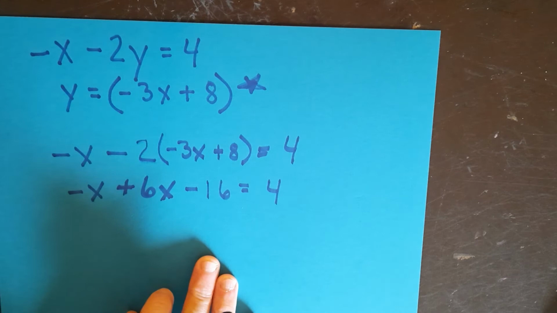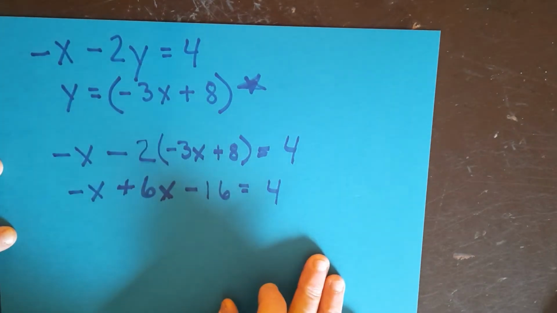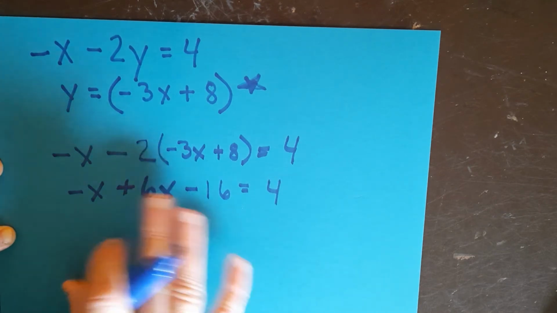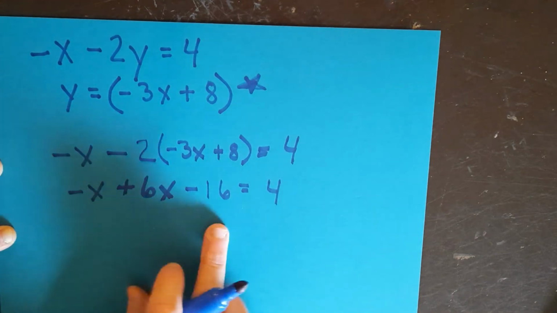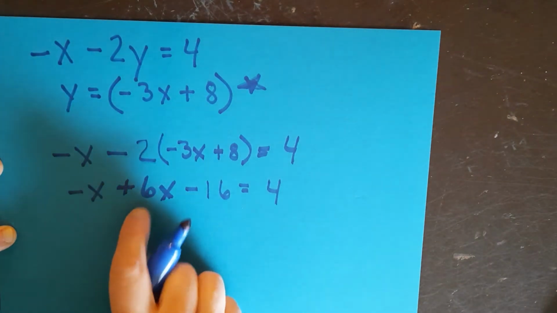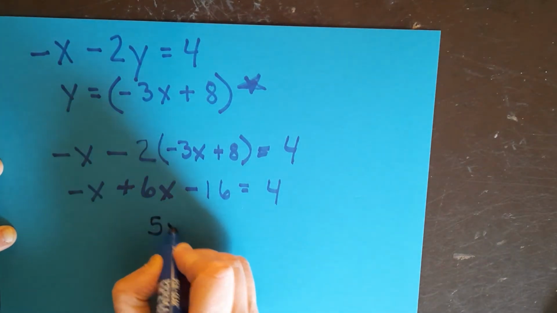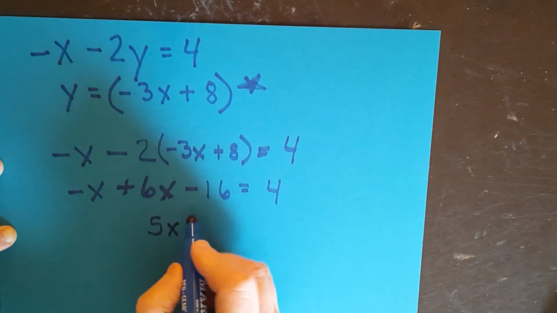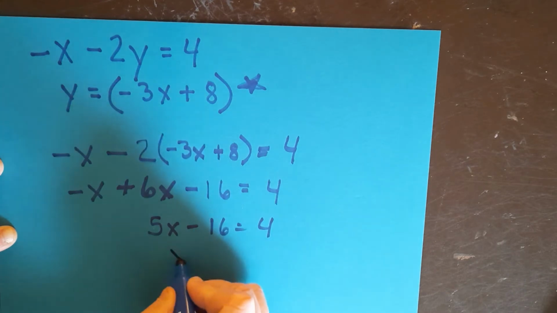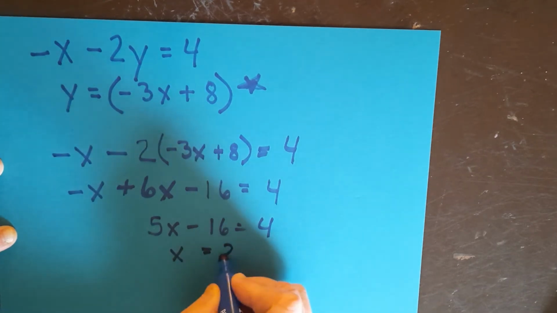So watch that. If you get the answer wrong when you do your corrections, which I hope you all are doing, remember those are the most important part of our whole semester is the corrections. If you get something wrong when you look at the corrections, go back and see if you missed a sign, missed changing the signs. Okay, negative x plus 6x equals 5x. We're going to, 5x minus 16 equals 4. Adding 16 to each side gives us x equals 20.